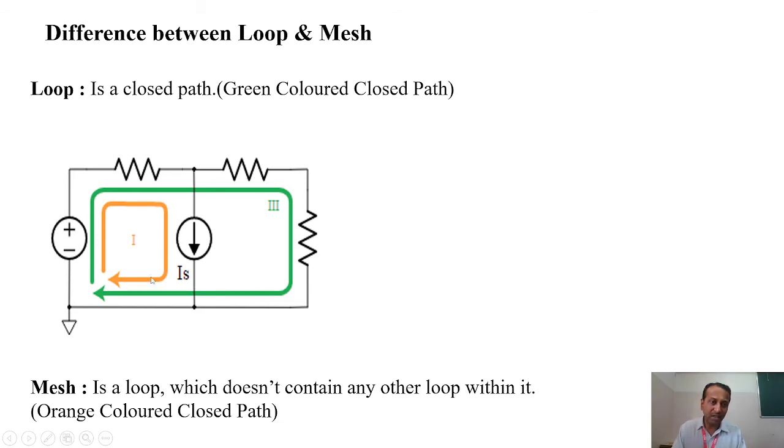So what about this then? A mesh is also a loop which doesn't contain any other loop within it. So this is called a mesh particularly, and this is called a loop. That means a loop can contain multiple meshes, but a mesh never contains any other mesh or loop. So this is a clear difference in front of you with this slide. Okay, let's move further.